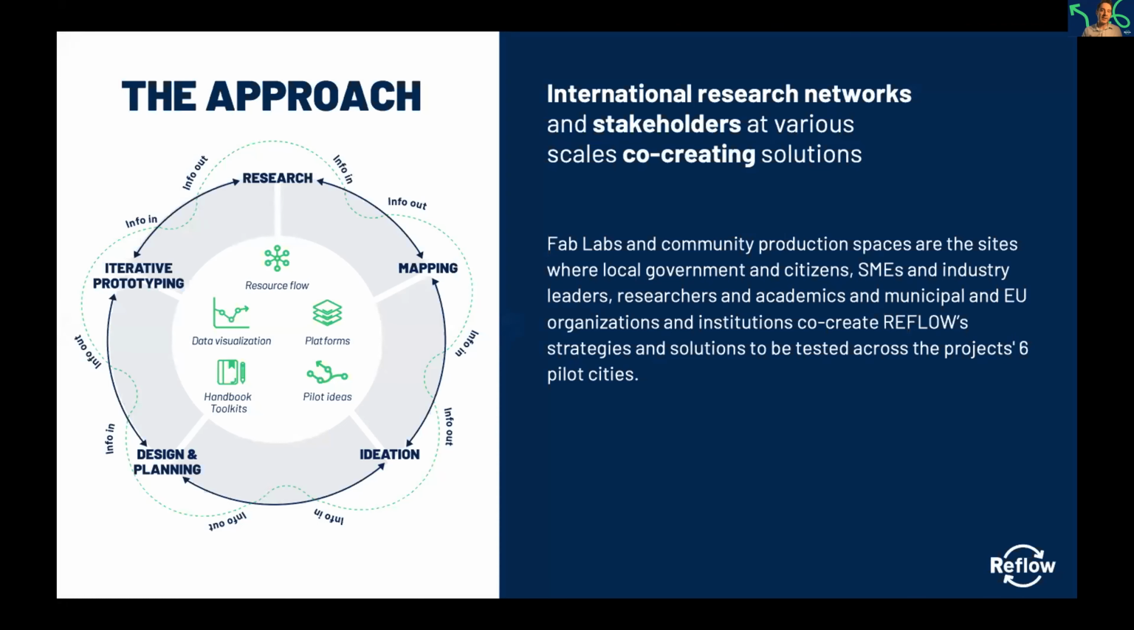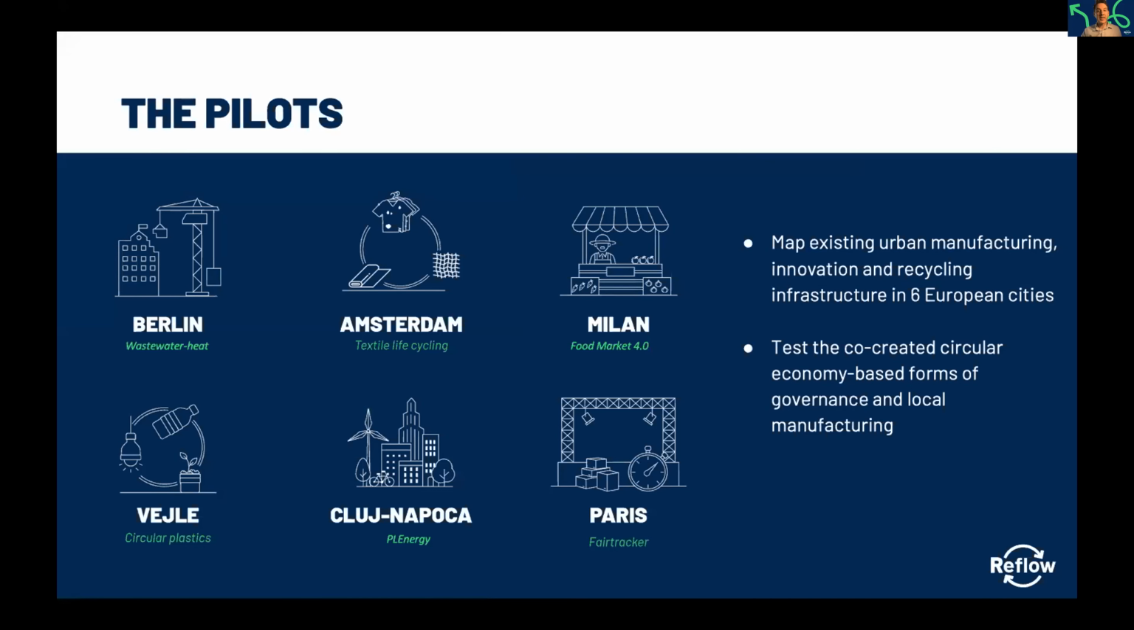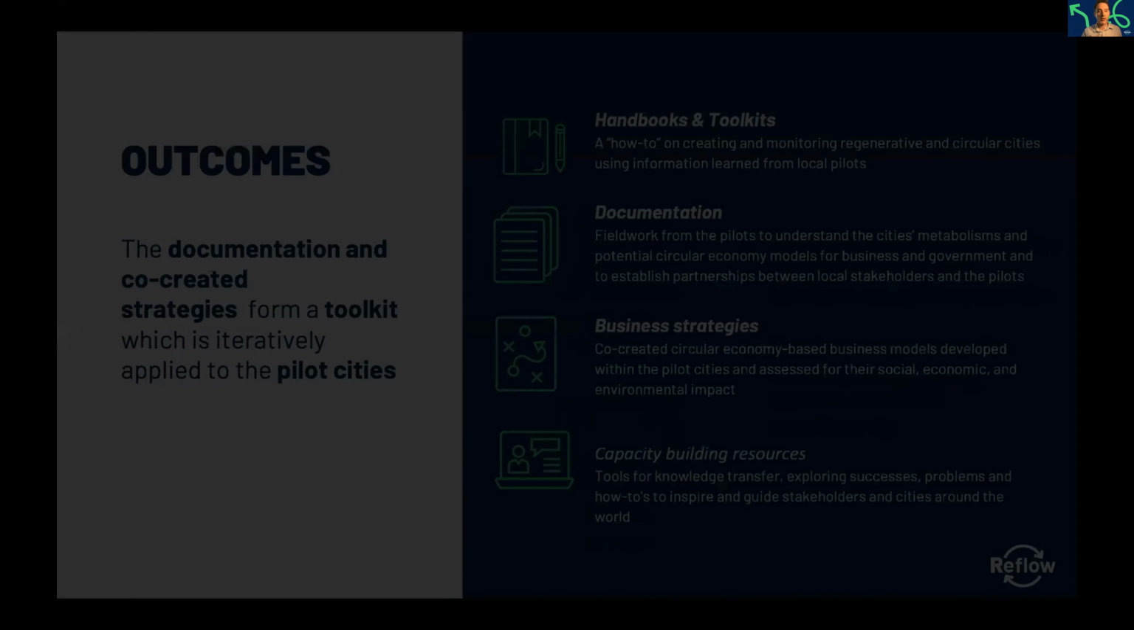One major aspect is that we rely on Fab Labs and community production spaces, using those spaces as a testing ground to involve all the different stakeholders and implement circular solutions. We are working with 6 pilots: Berlin, Amsterdam, Milan, Vejle, Cluj-Napoca, and Paris. Each of those cities is tackling specific resource flow challenges, whether it's wastewater heat, textile, municipal food waste, plastics, energy efficiency, or wood. Through those pilots, we are looking at how to develop and promote systemic solutions that can make a change from a circularity perspective.